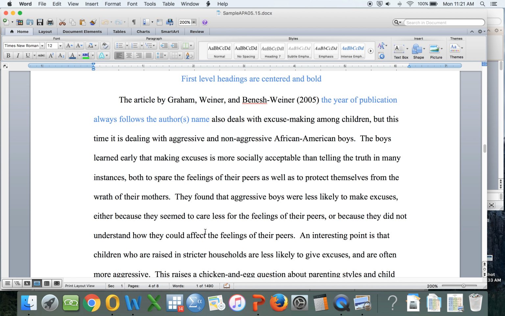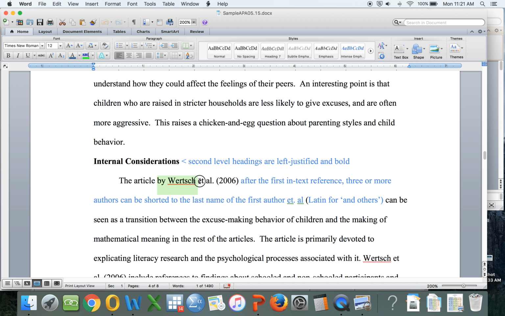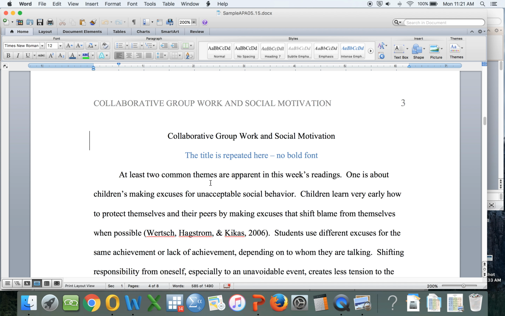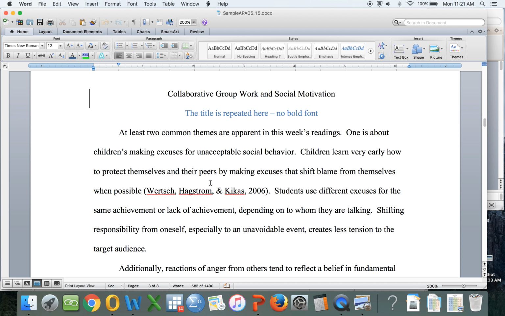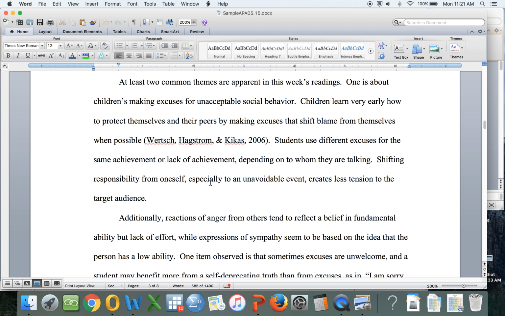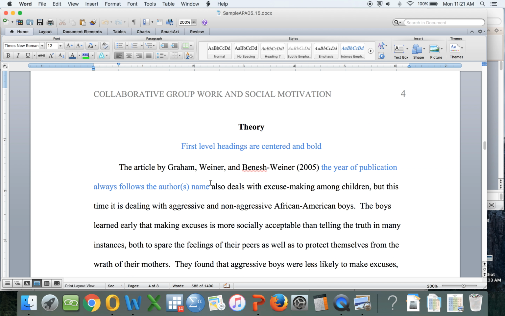See if we can find an example of that. Right here. That's all I need to do. I just need to put Wersch et al. If there are more than 3 authors, there are rules for 4 authors, 5 authors, 6 authors. That's something you want to look up in the blue book, that APA manual I was talking to you about.